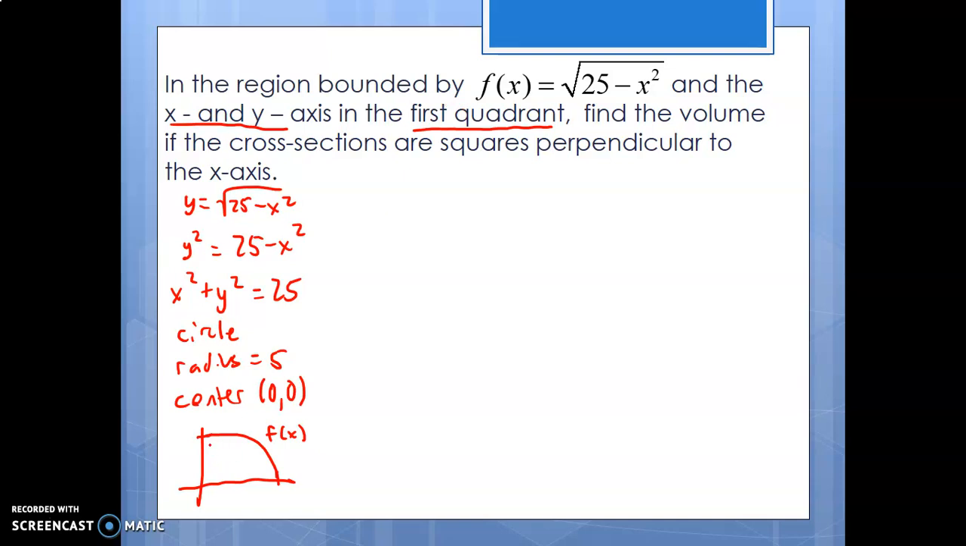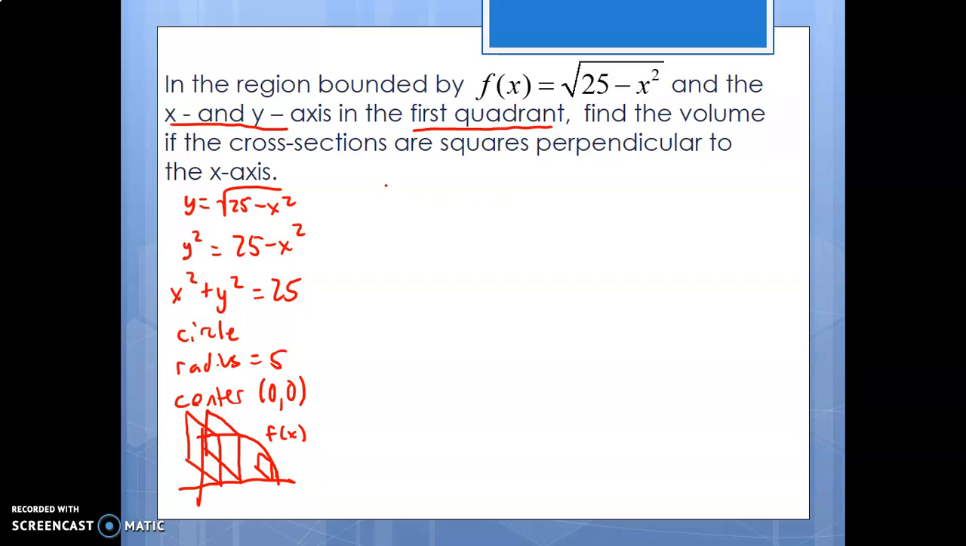So this is the base, and then each cross section, so the areas are going to be coming out of the page essentially. So we're going to be drawing squares. So this is the base of the square, and then it's kind of hard to draw three-dimensional, but you can imagine that that's the square coming out of the page. And then we've got another square coming out of the page. And then we've got another square coming out of the page. So we've got a bunch of squares adding up as we go along the x-axis.